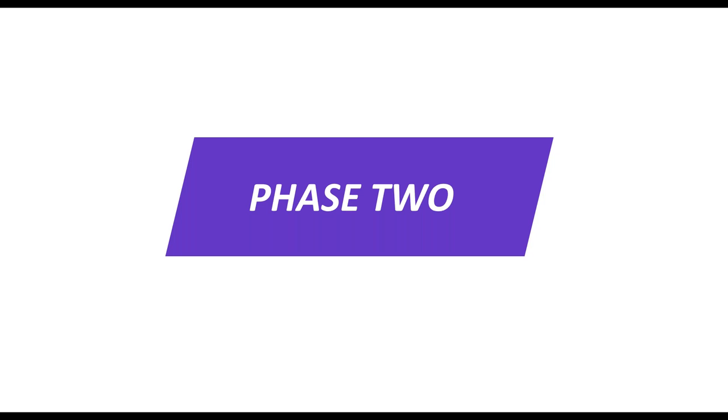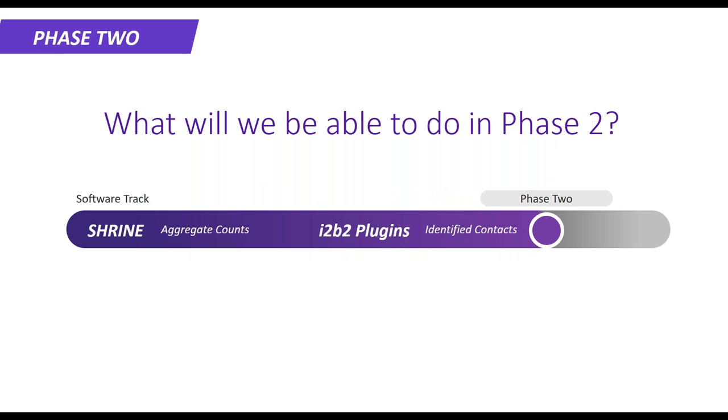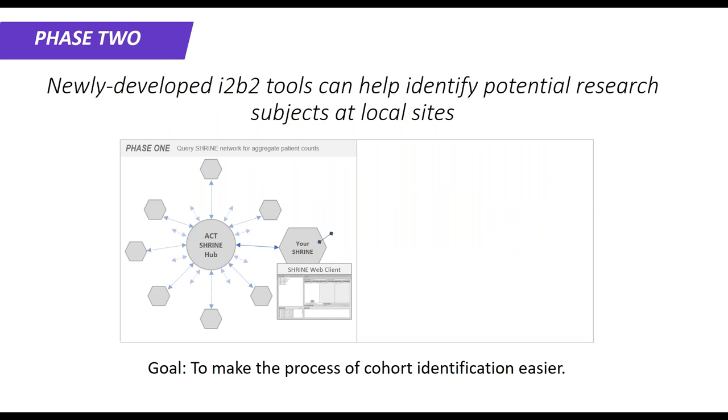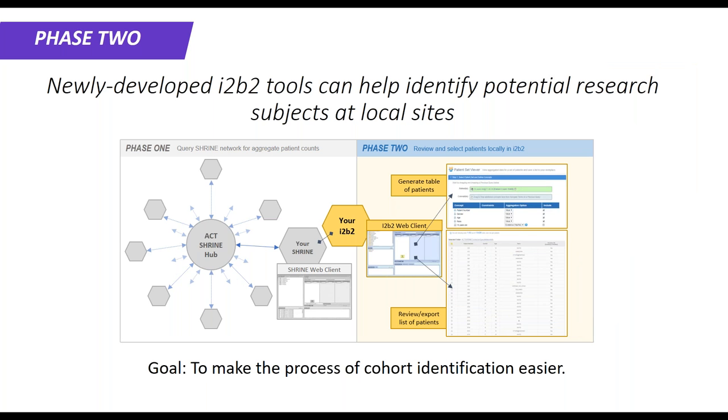Good afternoon, everyone. So phase two, you have been hearing a lot about it all day, and let's get to it now. What is it? So according to the ACT software, here we are now in phase one. We have our Shrine and I2B2 installed. A PI or any ACT user can run a query that goes around all the sites connected and gets back the result as aggregated counts to the user. We at Partners are making some plugins that will go on top of your I2B2 installation. And these I2B2 tools will help you identify potential research subjects. And when these plugins are added on top of your I2B2 web client, this whole software deck from phase one will enhance to phase two.